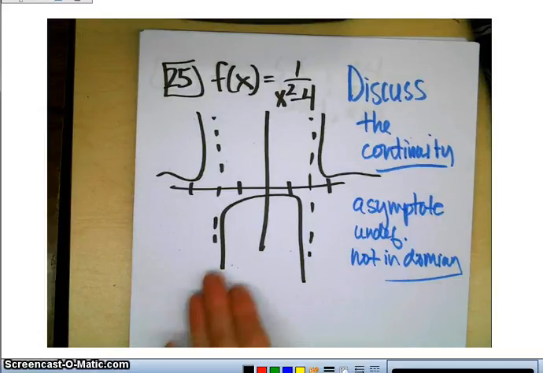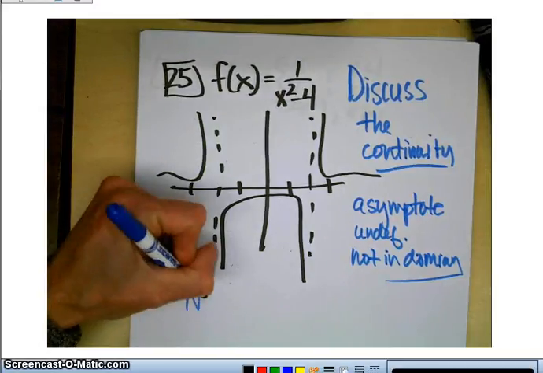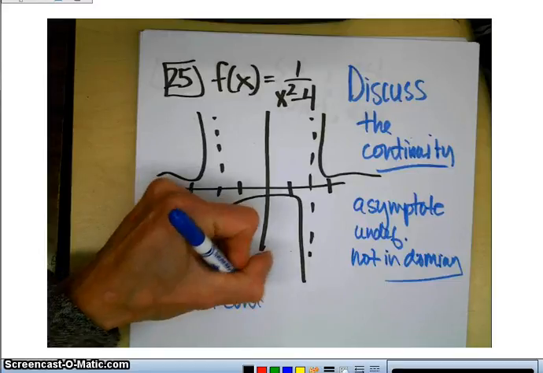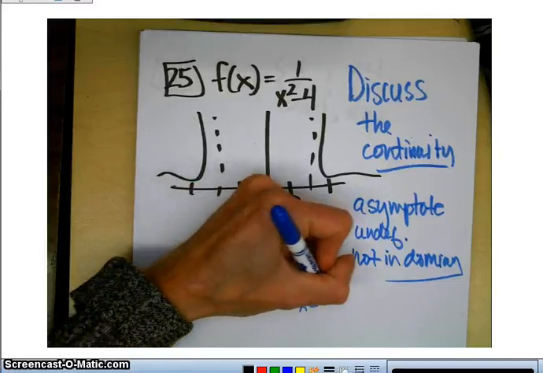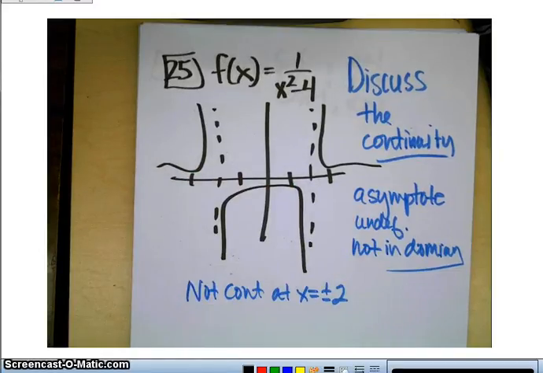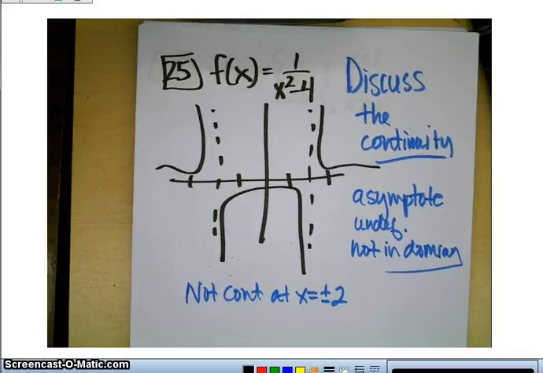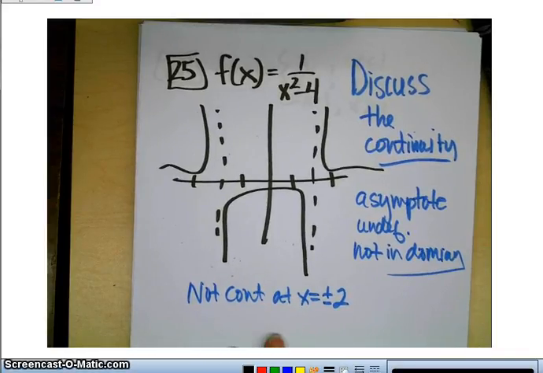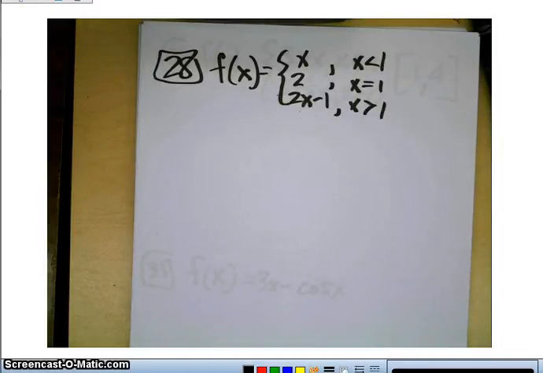So just looking at this graph, I can see by the graph that this is not continuous at x equals plus or minus 2. And that would be my discussion of continuity. It is not continuous at x equals positive or negative 2. That's it. Pretty simple. The graphs are nice because you can just look at the graph and say where it's not continuous. All right, so this is a piecewise function.